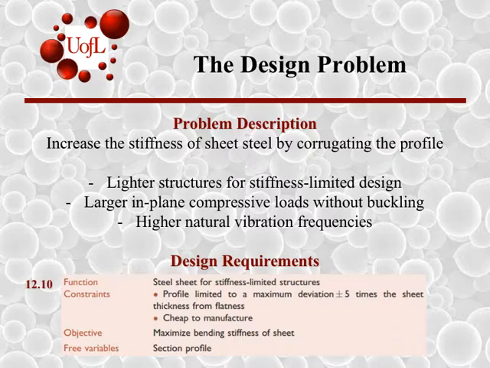So in this case, we were looking to corrugate the sheet, and that would allow for lighter structures in stiffness limited design, as well as larger in-plane compressive loads without the sheet buckling. And we would also increase the natural frequency of the sheet so we could subject it to higher frequencies without failure.